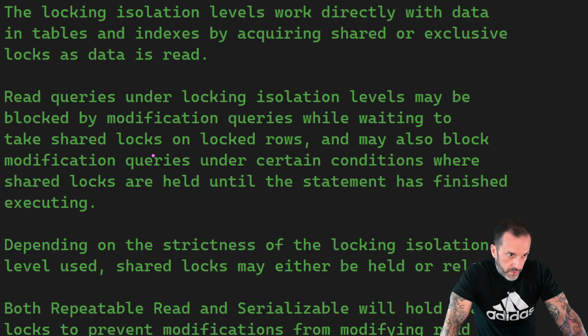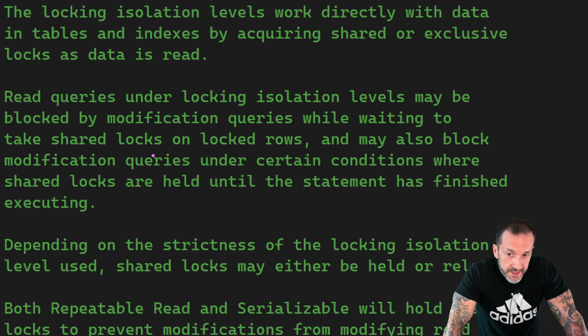Read queries under locking isolation levels might be blocked by modification queries while waiting to take their shared locks on rows. They may also block modification queries under certain conditions where shared locks are held until the statement has finished executing. This is particularly true of serializable and repeatable read, but it is also quite definitely true under read committed. Read queries can indeed block write queries. I will have examples of that later.